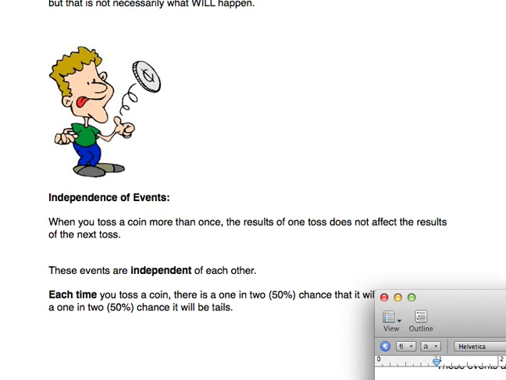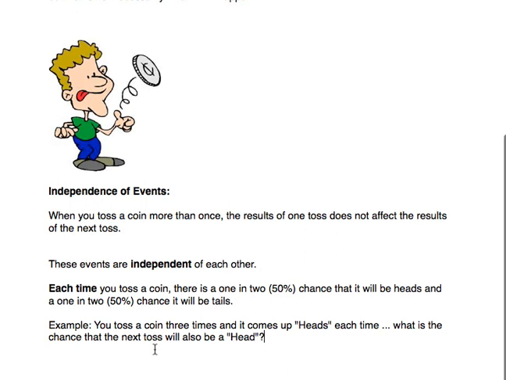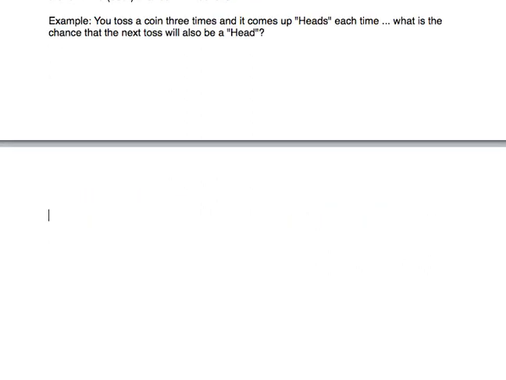I'm going to give you an example here. Again, I know I'm harping on it. I apologize, but I really want you to know this. If you toss a coin 3 times in a row and it comes up heads each time, what is the chance that the next toss will also be a head? I know myself, sometimes I think, oh, well, I'm due for tails, right?